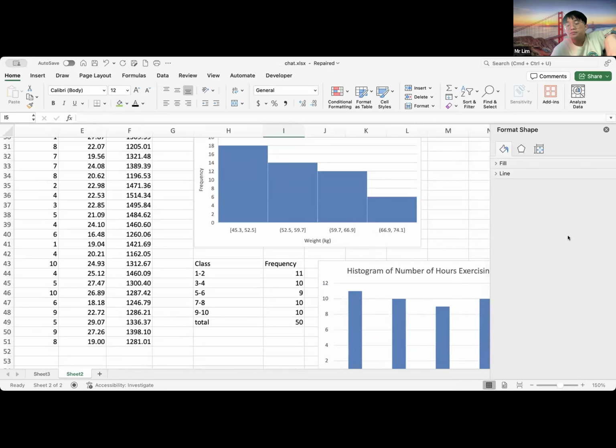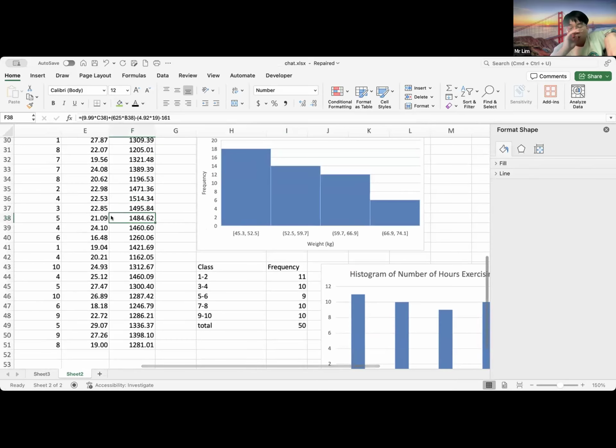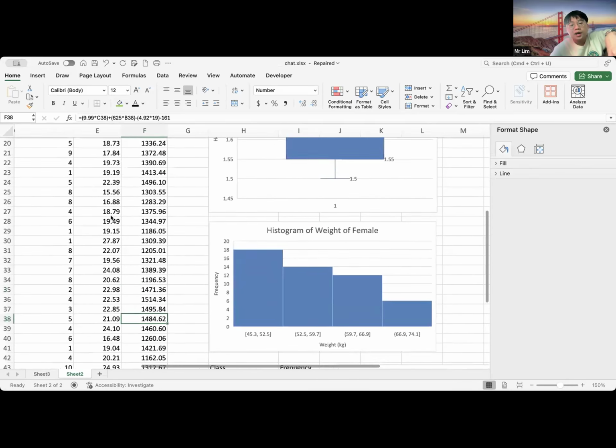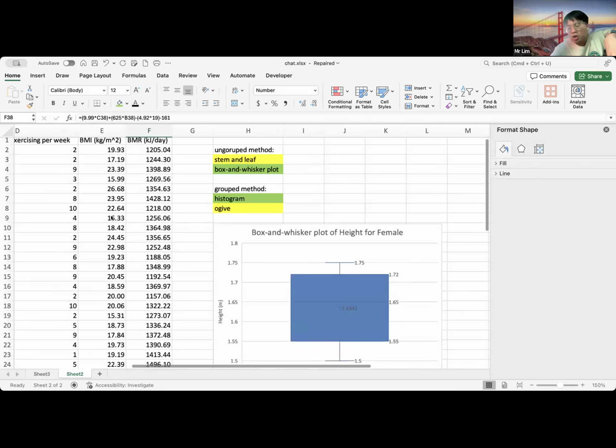Okay, this one doesn't have a wrong or right answer. It's just that some are more suitable or not that suitable. People have different opinions.